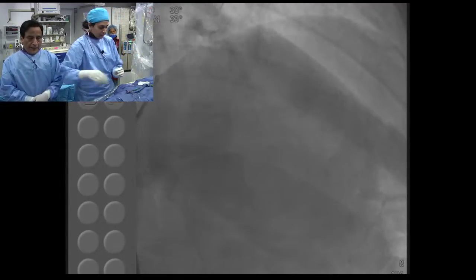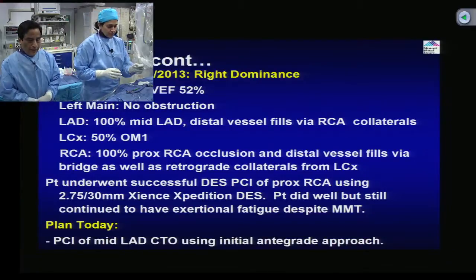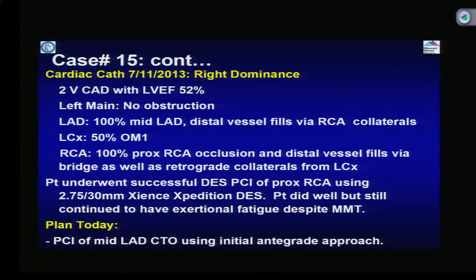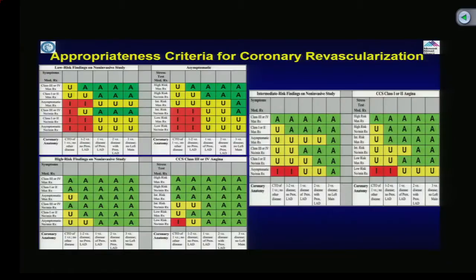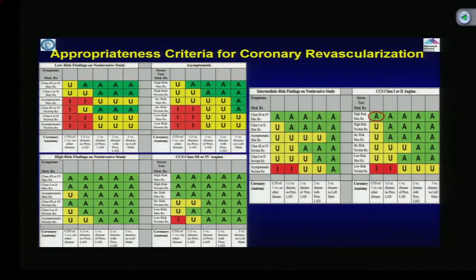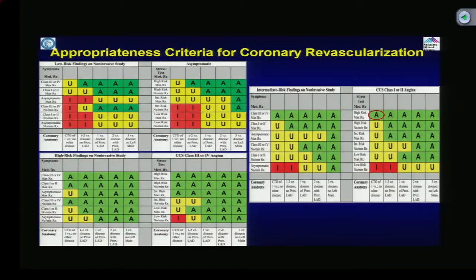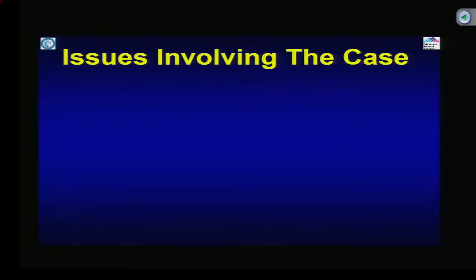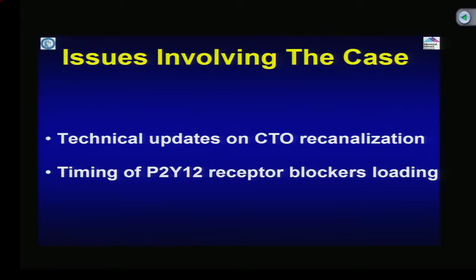back to our slides. This patient continues to have symptoms and is here for PCI of the LAD, and of course has minimal symptoms, but a still markedly positive stress echo, so that is appropriate. Now, I'm going to do two points today. First is just to give some update on CTO recanalization from a technical point of view, some of our support devices.